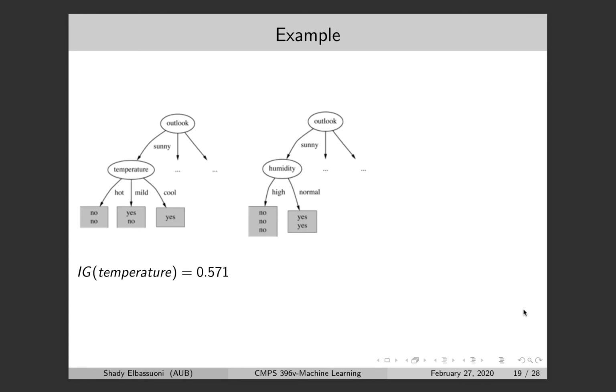I can try also humidity, right? For the case outlook is sunny, I have 3 instances when humidity is high in the no class, and 2 in the yes class for normal. Information gain is obviously high here because I have a better split, so it's 0.971.